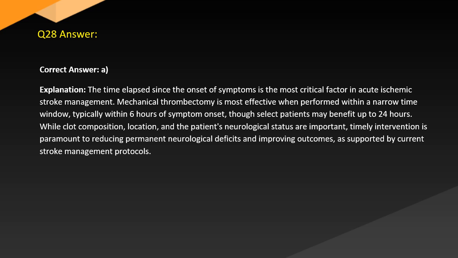Answer. Correct answer: A. Explanation. The time elapsed since the onset of symptoms is the most critical factor in acute ischemic stroke management. Mechanical thrombectomy is most effective when performed within a narrow time window, typically within 6 hours of symptom onset, though select patients may benefit up to 24 hours, while clot composition, location, and the patient's neurological status are important. Timely intervention is paramount. Reducing permanent neurological deficits and improving outcomes are supported by current stroke management protocols.